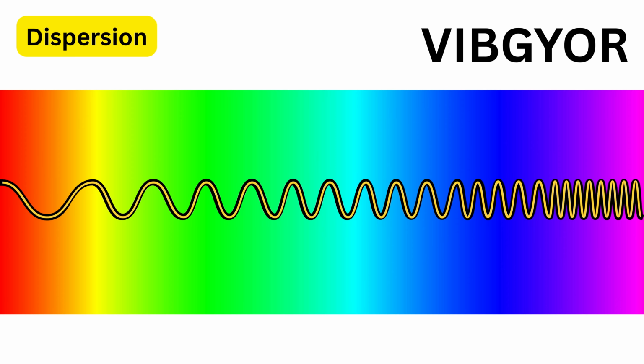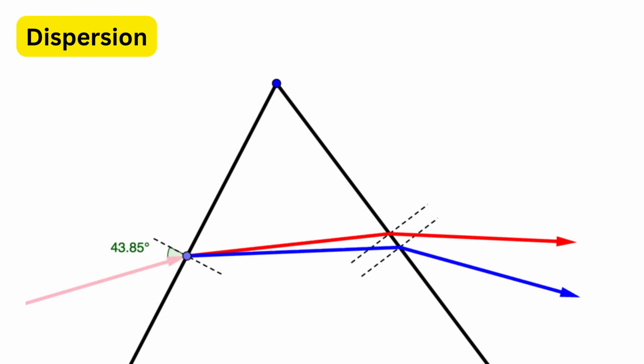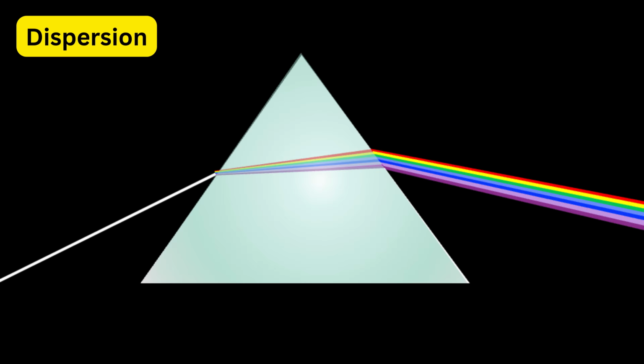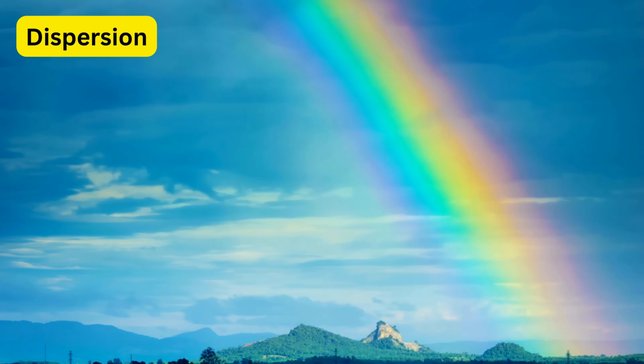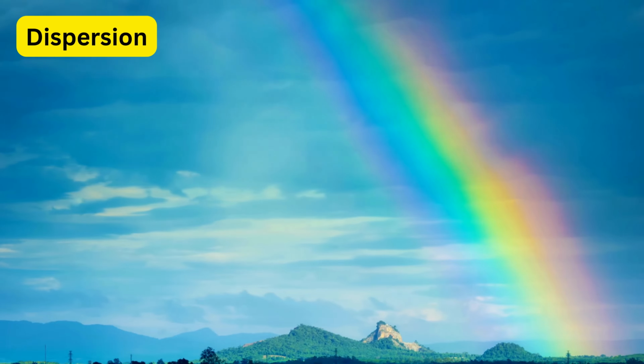This happens because light is made up of many colors like these, and each of these colors bends by a slightly different amount when refracted. The refractive index of the material is not the same for all colors. Violet light bends the most, while red bends the least. This separation of colors forms a beautiful spectrum, which you can see in a rainbow, which is nature's perfect example of dispersion.